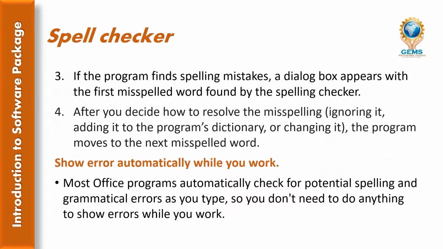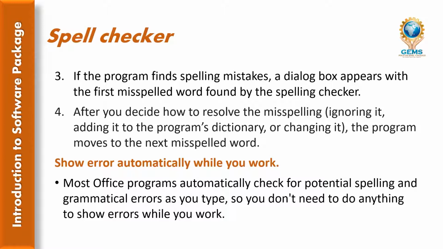If the program finds spelling mistakes, a dialog box appears with the first misspelled word found by the spelling checker. After you decide how to resolve the misspelling, for example ignoring it, adding it to the program's dictionary, or changing it, the program moves to the next misspelled word. These are the additional options.